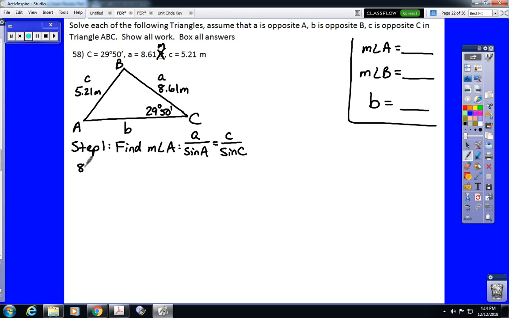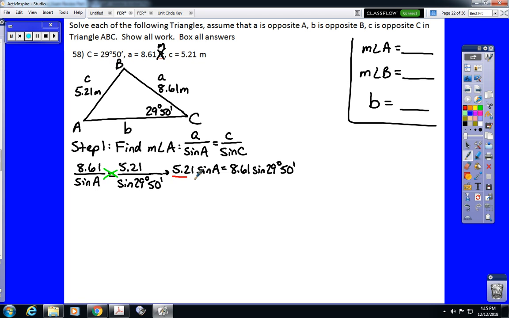So that would be 8.61 divided by the sine of angle A equals 5.21 divided by the sine of 29 degrees 50 minutes. Now if you don't remember how to type 29 degrees 50 minutes into your calculator, you probably need to come see me after school tomorrow, because that's going to be on your final and you need to know how to do it without asking me. Cross multiply would give you 5.21 sine A equals 8.61 times the sine of 29 degrees 50 minutes. We divide by 5.21.